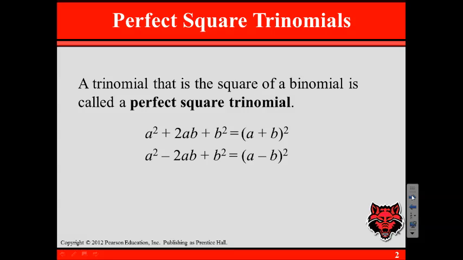Whenever we had a binomial squared, it was expanded into the first term squared plus twice the product of the two terms plus the second term squared. And if it was the difference of the two terms, the only thing that changed was the plus sign in the middle to a minus sign.